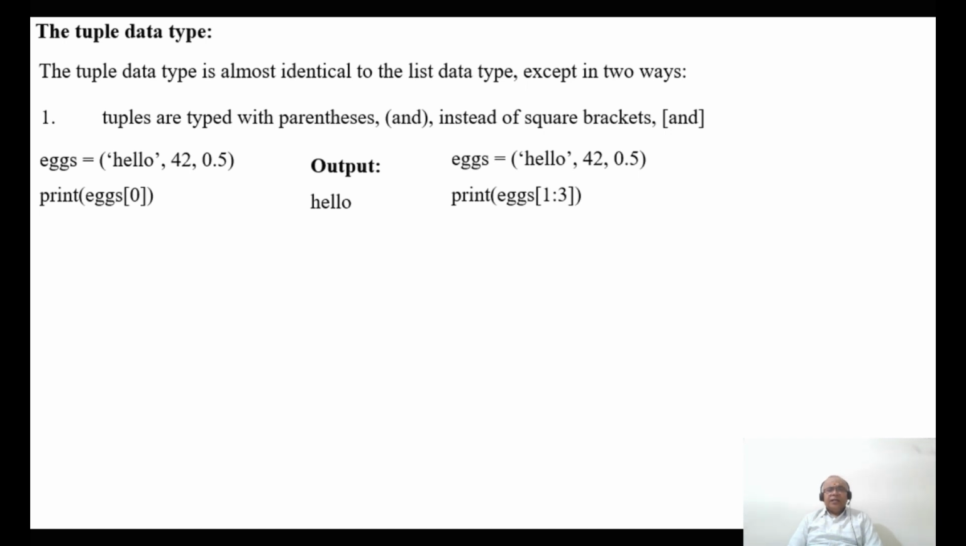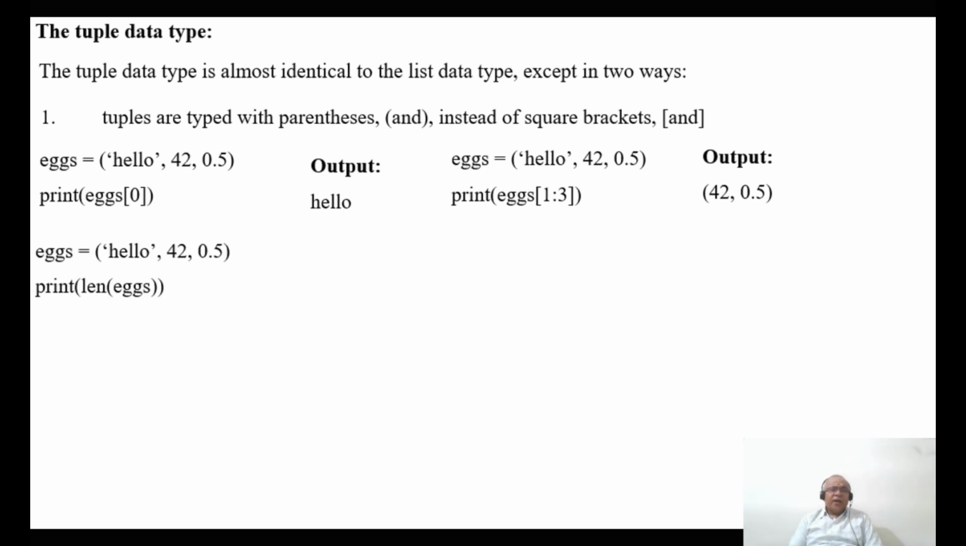Now, similarly, if I consider x is equal to hello, 42, and 0.5, print x[1:3]. So it starts from the first index. Which is the first index here? Hello is the 0th index, 42 is the first index, so it will take 42, and then 0.5, that is the second index. It will go up to 3, but 3 is not included. That means the value at index 1 and the value at index 2 are both going to be printed, which are 42 and 0.5.